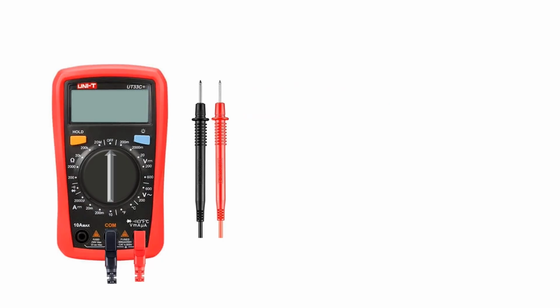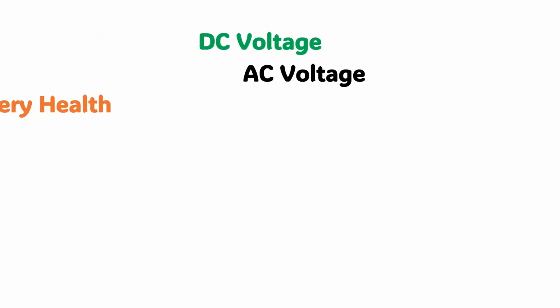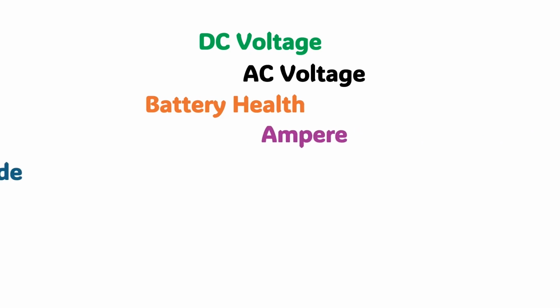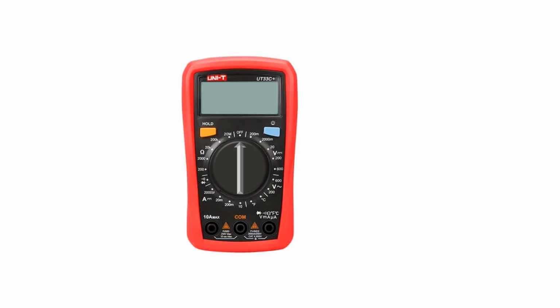The values we can measure with this multimeter are DC voltage, AC voltage, battery health, ampere, diode, continuity, and resistor, etc. Some multimeters also have options to measure capacitors, transistors, and Hz. They are a bit expensive and for advanced level users. But for those of us who are at basic level, this type of multimeter is perfect. So let's see how to measure something with a multimeter.